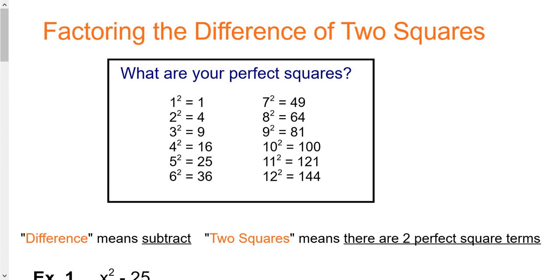When we're talking about factoring the difference of two squares, the vocabulary in the title tells you exactly what's going to happen. The word difference means subtract, so you're going to be subtracting in each example. Two squares means there are two perfect square terms. Okay, so let's look at our first example.